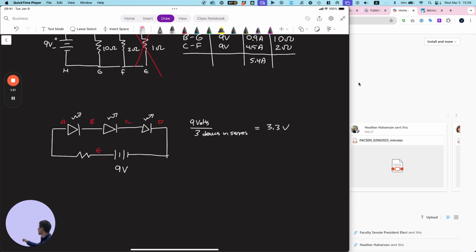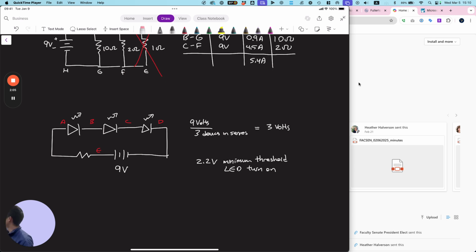Now for these LEDs to turn on, you need a minimum threshold of 2.2 volts. It's 3 volts, not 3.3. Oh, I'm sorry, you're right. Yes, thank you. It is 3 volts, okay? So 2.2 volts minimum threshold for LEDs to turn on, okay? Which means if you're under 2.2 volts, it's not going to turn on.